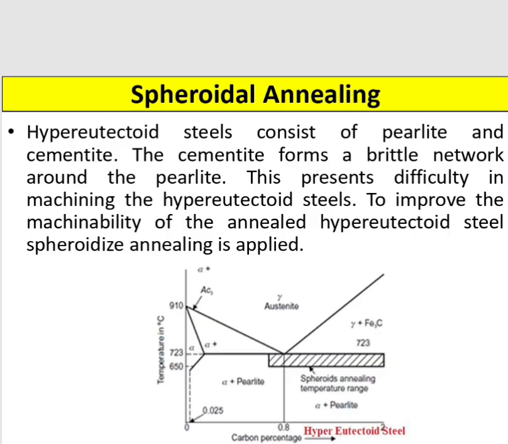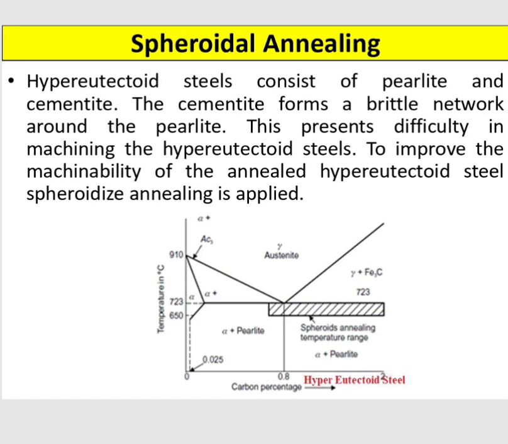In the graphical representation, material consisting of more than 0.8 percentage of carbon and up to 2 percentage of carbon is called hypereutectoid steel. In this steel, we initially heat the hypereutectoid steels below the recrystallization temperature, then hold for some time, then allow it to cool very slowly.